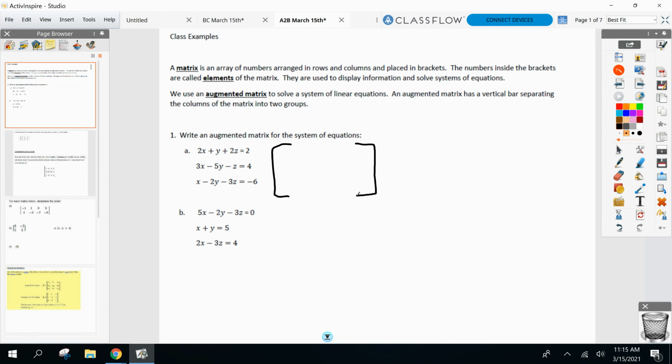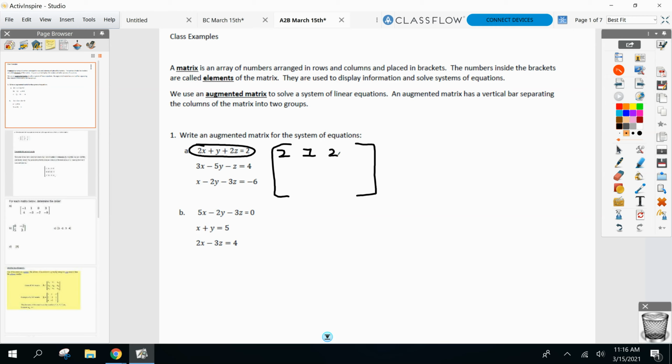I never put x's and y's or z's. No variables inside your matrix. None. It's just the numbers out in front. So the first equation right here, 2x plus y plus 2z equals 2. Here's how I start building the matrix. My first number in the matrix is 2, because that's the number in front of the x. The number in front of the y is 1. So the next number in the matrix is 1. The number in front of the z is 2.